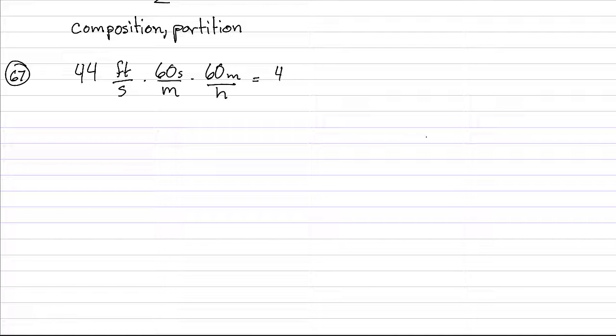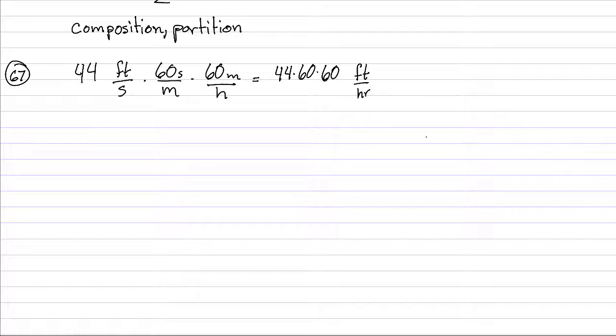There we go. 44 feet per second. We need to convert that into feet per hour to start. So that's equal to, there's 60 seconds in a minute and 60 minutes in an hour. So that's equal to 44 times 60 times 60 feet per hour.